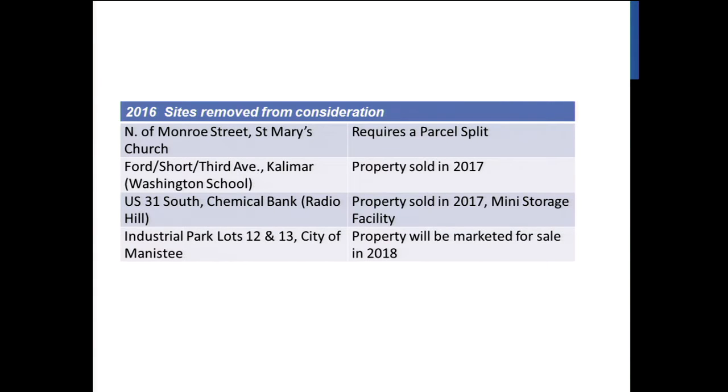Again, removed from consideration, we removed the church property because it requires a parcel split. We have had no indication from the church if they're even interested in selling any property. Washington School sold. The Radio Hill sold, and we have the mini storage facility that's kind of across where Jim lives on 12th Street. And we actually have a purchase offer on lot 12 and 13 in the industrial park.